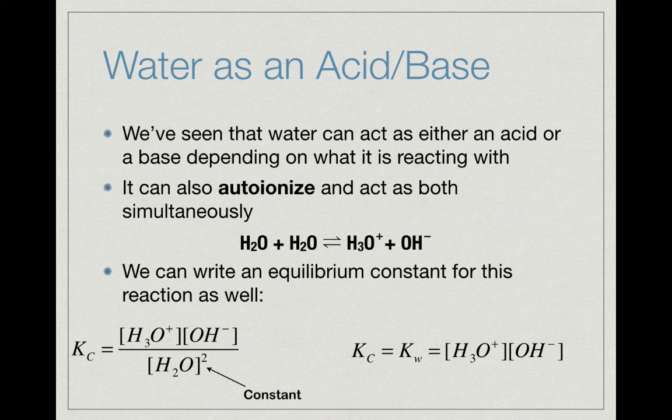But again, this is a very special type of equilibrium situation, the auto-ionization of water. So it has its own name. We just call it Kw. It's still an equilibrium constant. It's just a very special one. So we have Kw is equal to the concentration of H3O+ times the concentration of OH-.